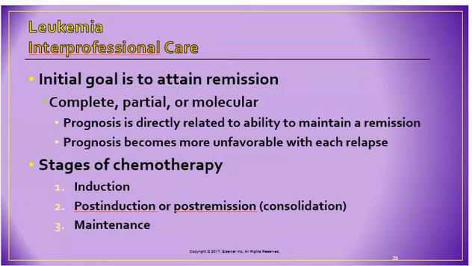So what's our goal? Get them into remission. So their prognosis is related to their ability to maintain the remission. Now, people will go out of remission. Okay, the more times that they go out of remission and we have to redo the chemotherapy, it's going to be tougher each time. The side effects will be probably worse because the drugs are stronger. Prognosis, the more times they fall out of remission and have a relapse, the worse the prognosis becomes.